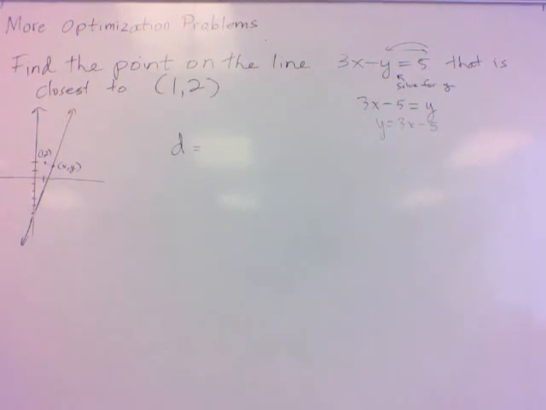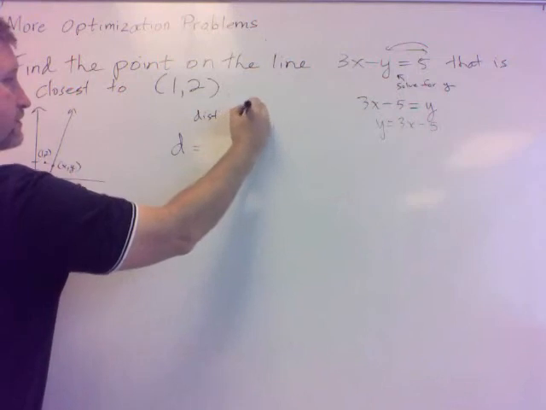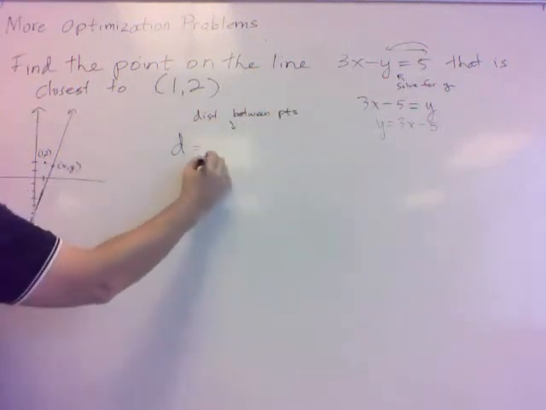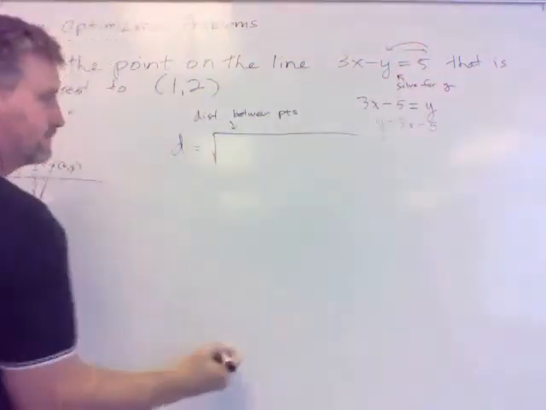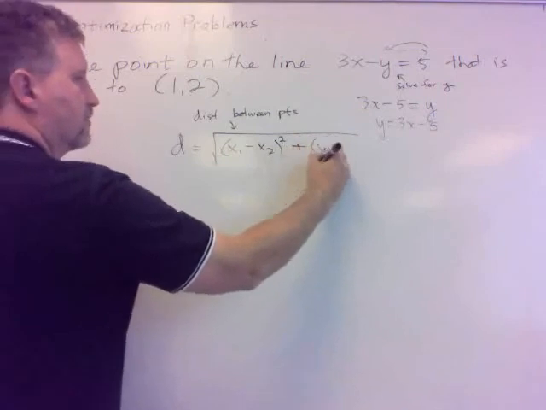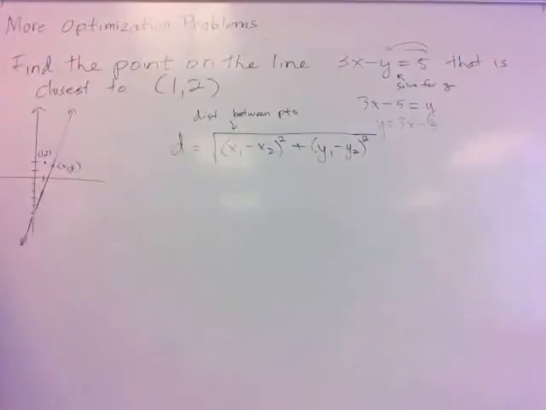And hopefully you've seen this distance between points formula before. Does anybody recall? Well, it turns out it's the square root of (x1 minus x2) squared plus (y1 minus y2) squared, or something like it. You can switch the x2s and x1s out. Seen that before, right? Okay.